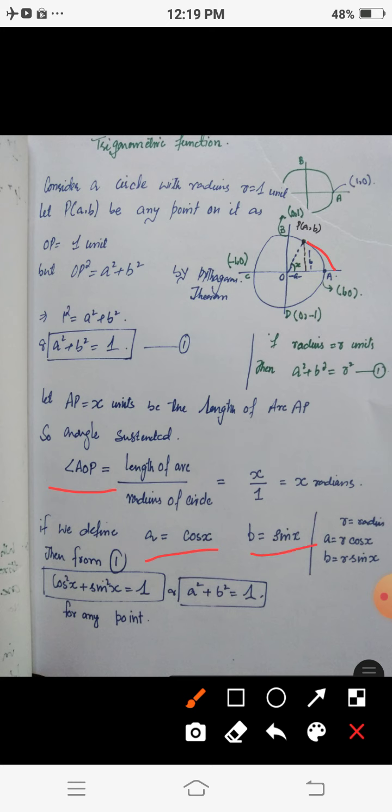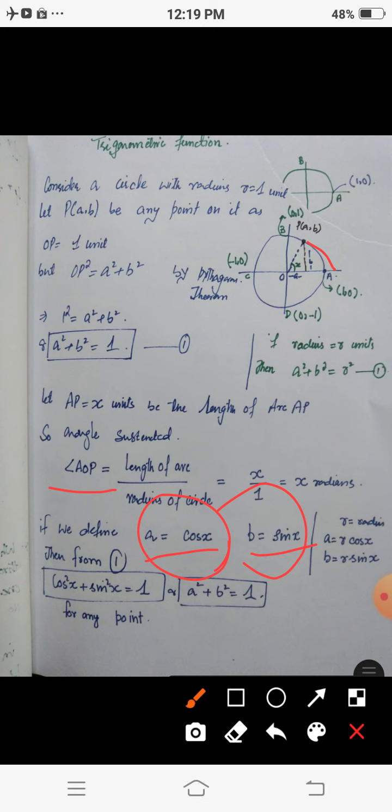If we consider the radius of the circle to be r, then we have to define a equals r cos x and b equals r sin x. Now here we are considering r equals 1, so let us define a equals cos x and b equals sin x.